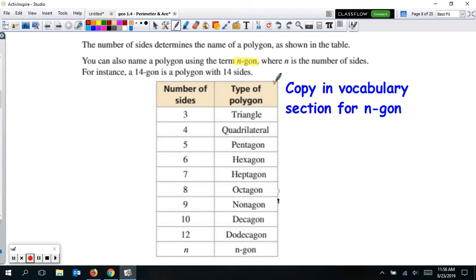So go ahead and pause the video right now and copy this into your notes. 3 sides is a triangle, 4 sides is a quadrilateral, 5 is a pentagon, 6 sides is a hexagon, 7 is a heptagon, 8 is an octagon, 9 is a nonagon, 10 is a decagon, and 12 is a dodecagon. You can see there's a gap there for 11. If we do have an 11-sided figure, we would call it an 11-gon, using the number like 14 here. Okay, go pause the video and finish copying this, and then go on to the next part.